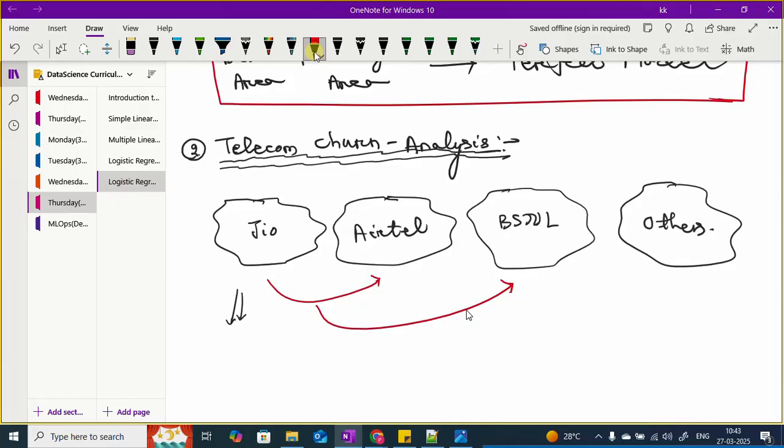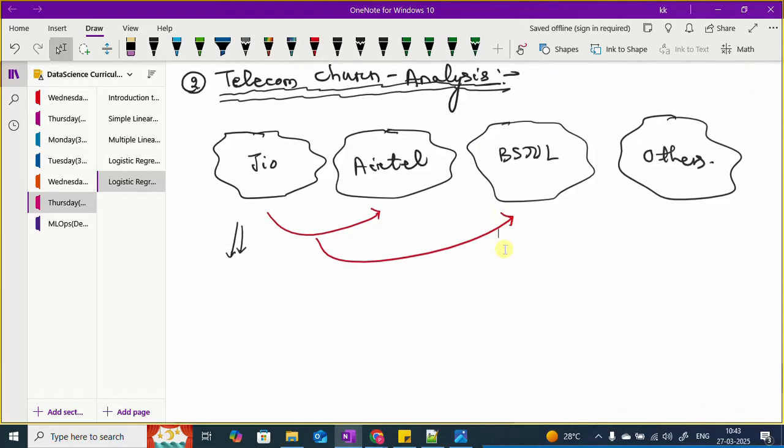So these are the different reasons why a customer wants to switch from the existing telecom network to another competitor network. That process is called churn. Churn means the process of switching from the existing network to another network. Now we are here to do the analysis: why does a customer want to switch from the existing network to another network?